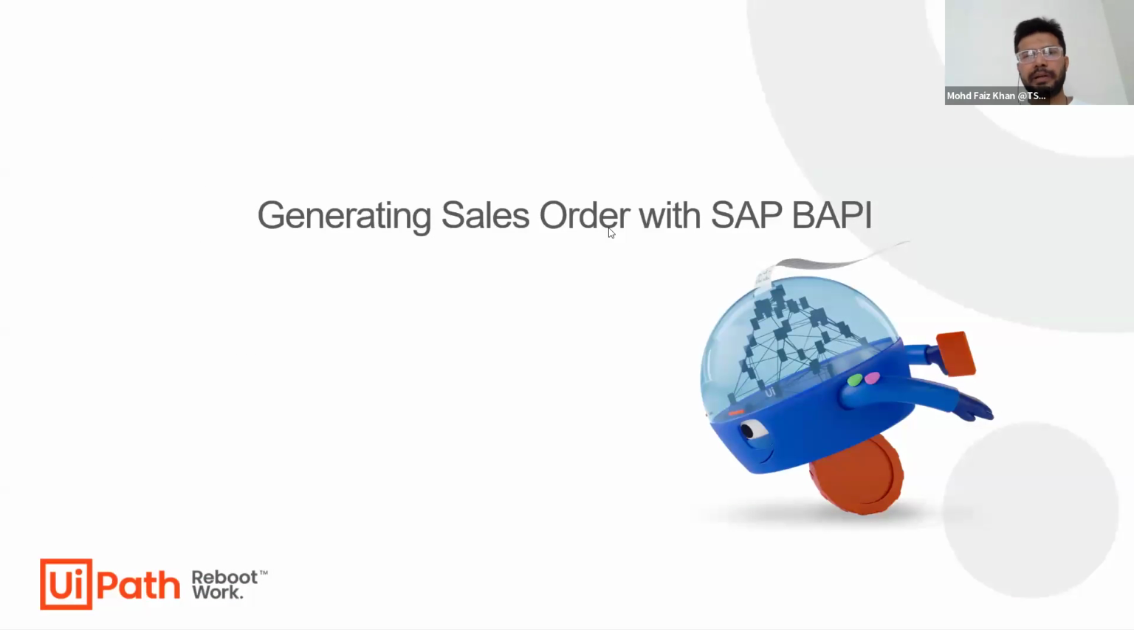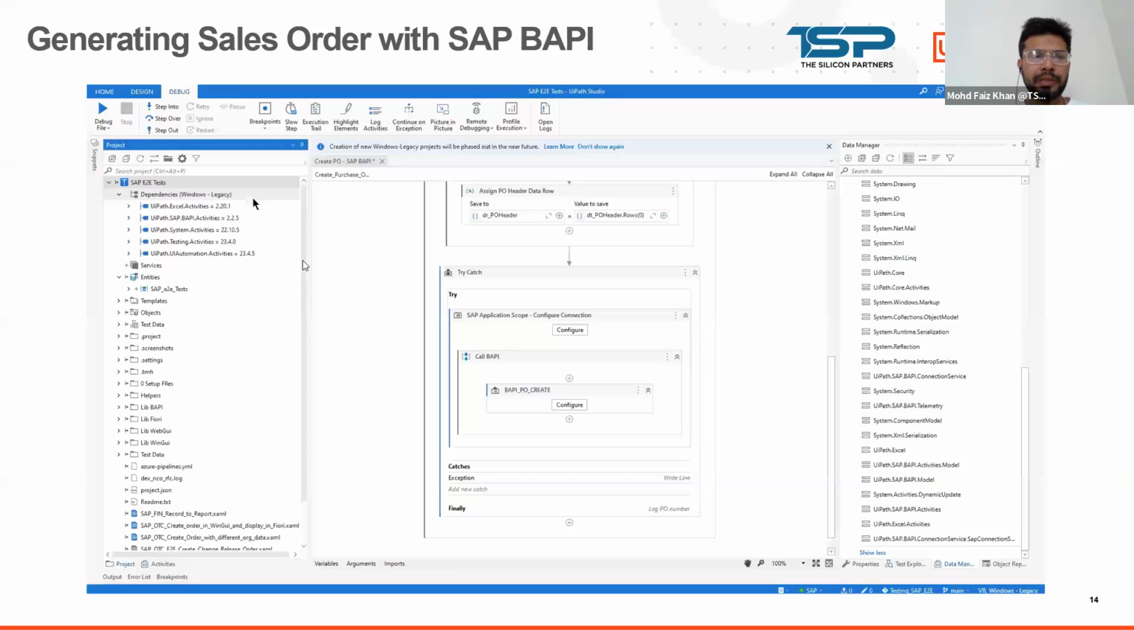Generating sales order with SAP BAPI. For SAP BAPI, you can see it is only supported on Windows legacy. So in this session, we are not going to cover how we can run this process and how we can add these activities, because we are upgraded with the latest version of UiPath Studio. So the Windows legacy platform is not supported, right? But if you are using an earlier version, you can definitely use the BAPI activities. There you will require the SAP application, go or call BAPI, or you can invoke the BAPI activities here.